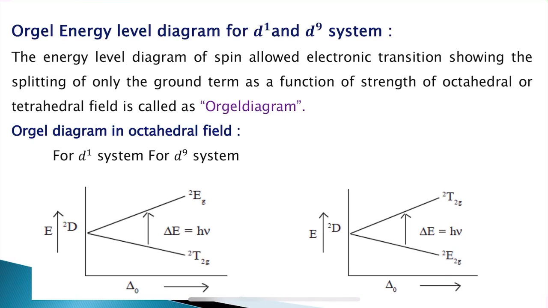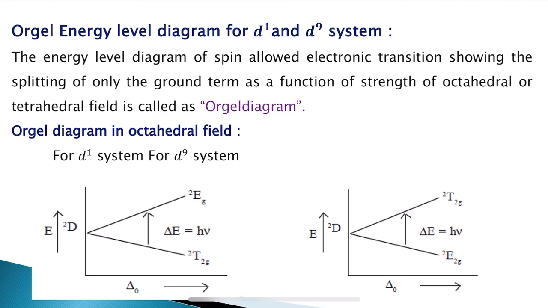So, the energy level diagram of spin allowed electronic transitions showing the splitting of only the ground term as a function of strength of octahedral or tetrahedral field is called as Orgel diagram. If at all a question is asked what is Orgel diagram, or define Orgel diagram, then you have to answer that. The energy level diagram of spin allowed electronic transition showing the splitting of only the ground term as a function of strength of octahedral or tetrahedral field is called as Orgel diagram.